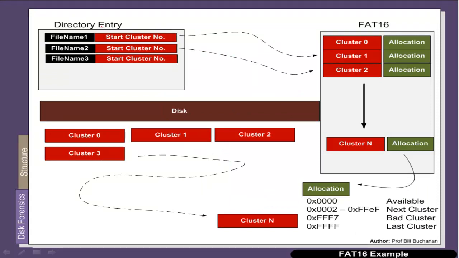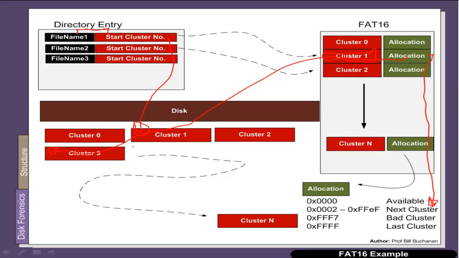So the way the files are stored is that we have a directory entry. We have the file name, and then we have the starting cluster number. So the starting cluster number will relate to where the file is actually stored. So in this case it might be cluster number 1. And then if we look in cluster number 1, there is some allocation here. So the allocations we can have in the FAT table is that if we have a value between 2 and FFEF, then it tells us where the next cluster is.